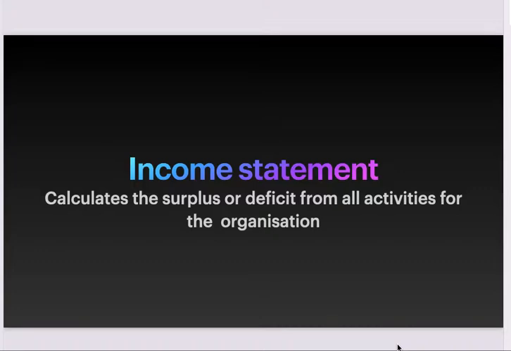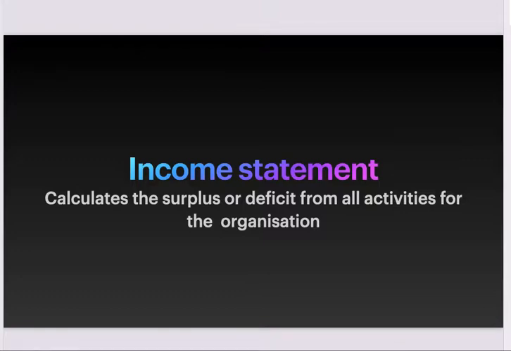In this video, we're going to have a look at making a simple income statement for an organisation or a group. An income statement calculates the surplus or deficit from all of the activities for the organisation. It's different to a cash flow statement because it deals with things that aren't always cash and money that's come in or gone out that hasn't actually happened yet. There could be some accounts sitting around or something like that. So we'll have a look in Excel.